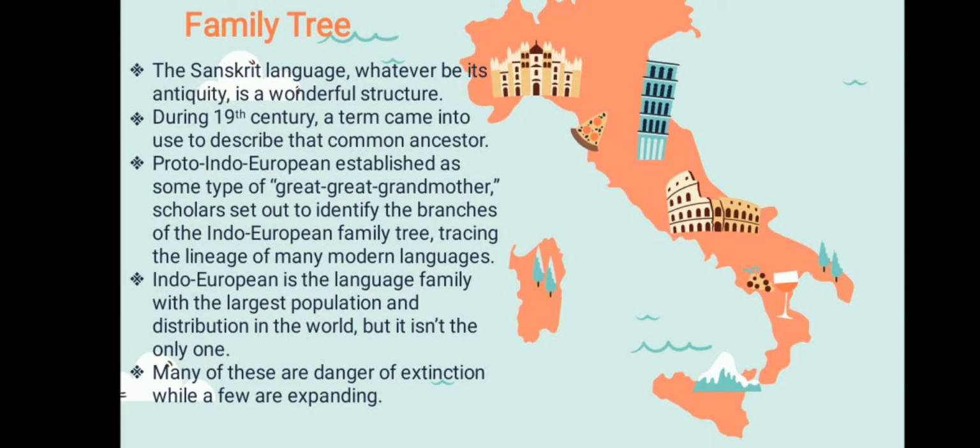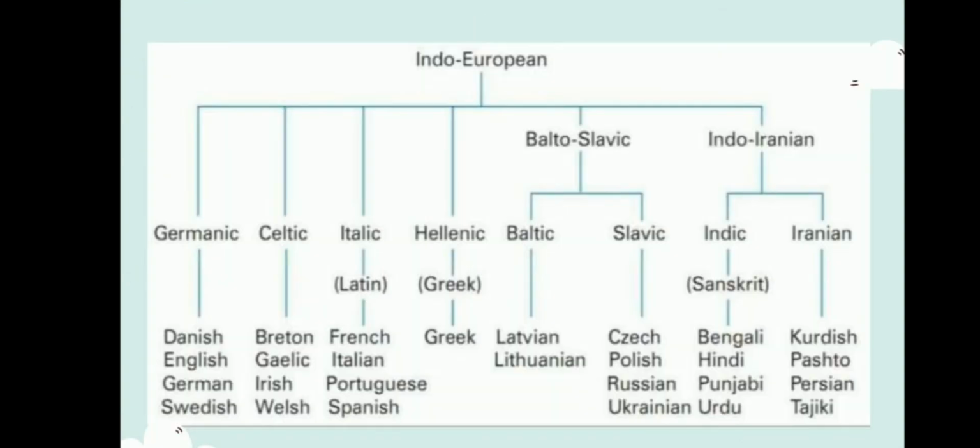With Proto-Indo-European as the long-ago great-great-grandmother, scholars set out to identify the branches of the Indo-European family tree, tracing the lineage of many modern languages. Indo-European is the language family with the largest population and distribution in the world, but it isn't the only one. Many of these are in danger of extinction, while a few are expanding. And this is the figure that shows a small selection of the Indo-European languages in their family branches.